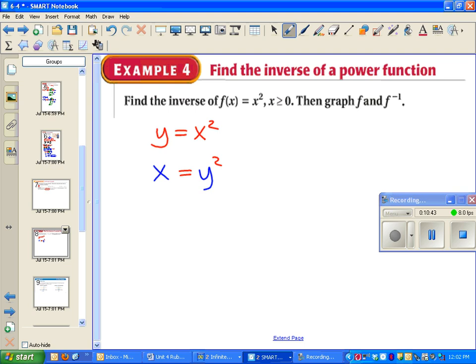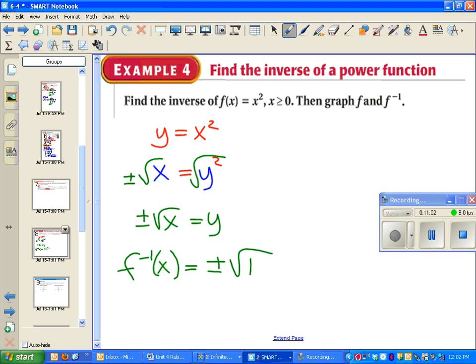So I'm going to square root both sides. I'm going to square root this side, square root this side. This is going to be plus or minus the square root of x, so I solved for the inverse. If I wanted to use the notation, the inverse of f of x would be, technically right now, plus or minus the square root of x. However, we do have that x is going to be greater than 0. Right? So if it's greater than 0, we just want the positive one.